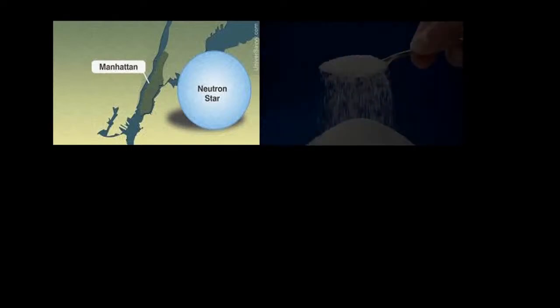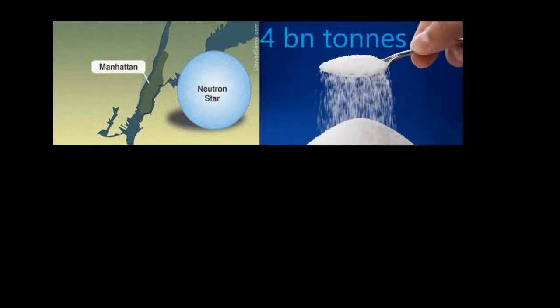Neutron stars are bizarre objects indeed. Here is one shown for size comparison with Manhattan. Because up to 3 times the mass of the Sun is packed inside this small sphere, its density is almost incomprehensible. 1 teaspoonful of neutronium would weigh 4 billion tons.